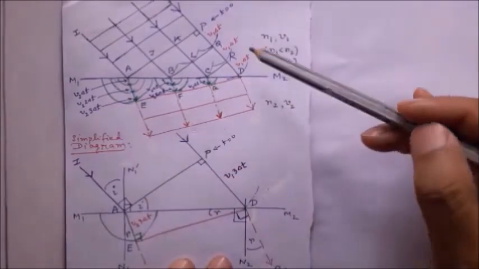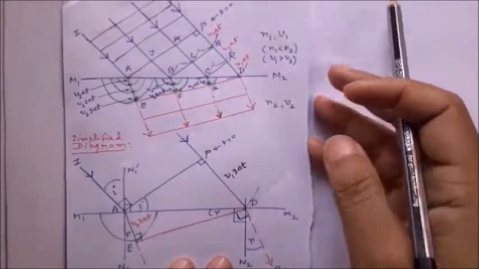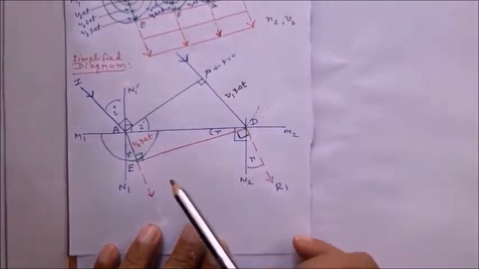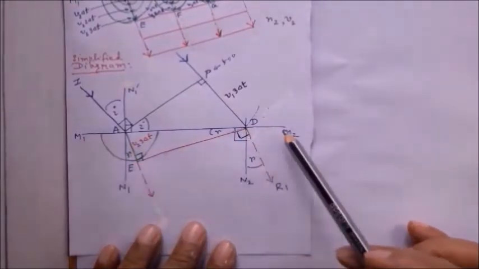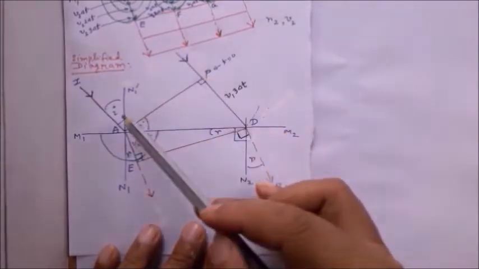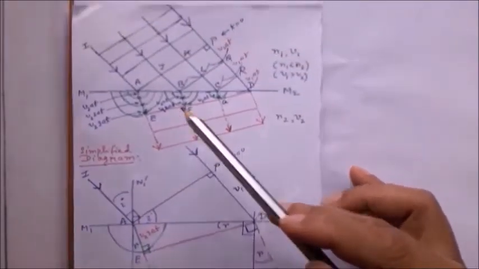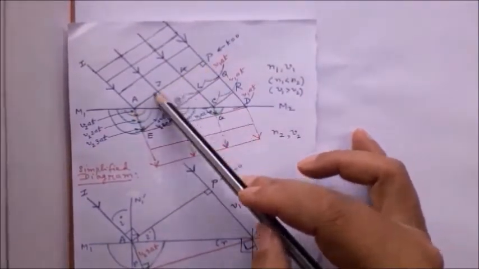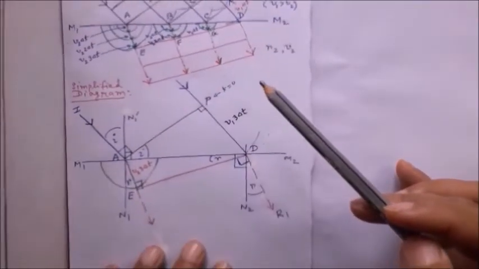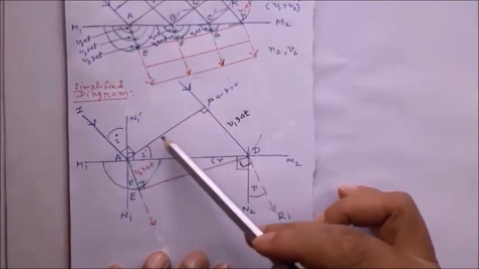Now let us draw a simplified diagram, the same diagram, but in a simpler way. So this is the diagram. Here M1, M2 is the interface, and these are the rays IA and one parallel to it. This is the incident wavefront AP. Here we had AJKP, but we are not showing these two points, just A and P for simplicity. So this is AP, which is the incident wavefront.